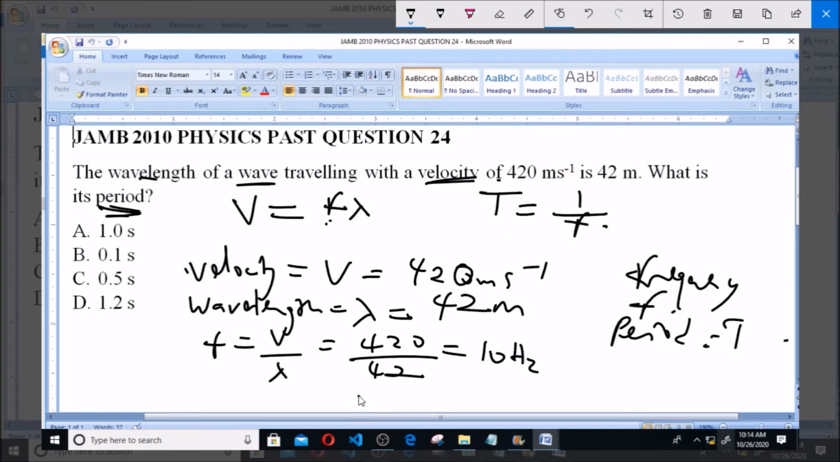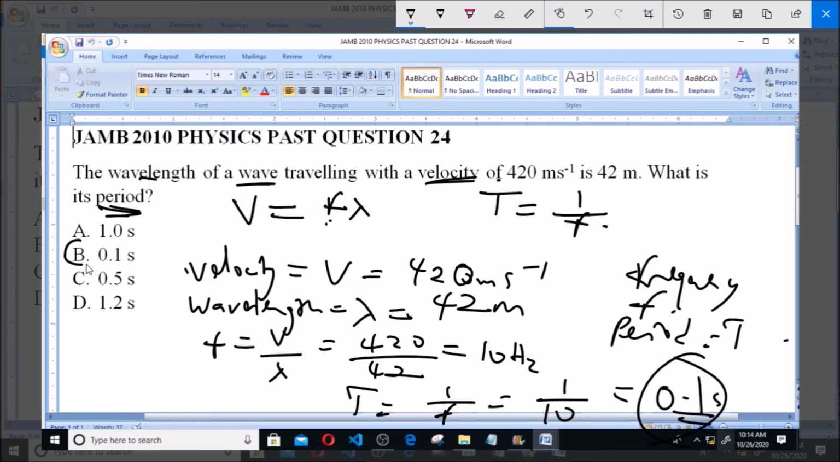Now, period T is equal to 1 over F. That is 1 over 10. So 1 over 10 is equal to 0.1 seconds. So the period is equal to 0.1 seconds. 0.1 seconds is option B, which is the correct answer to this question.